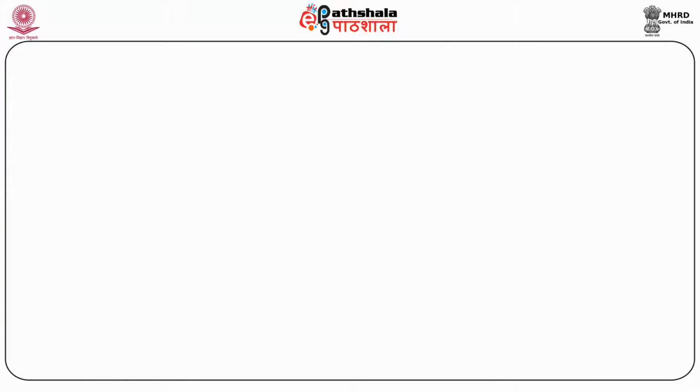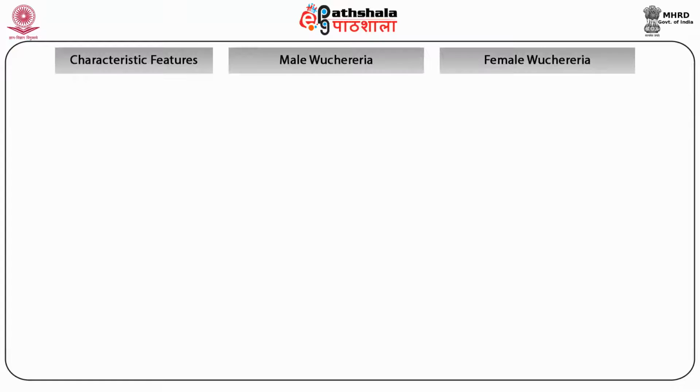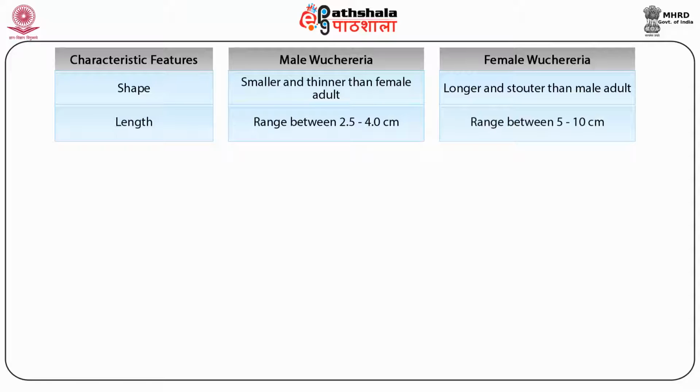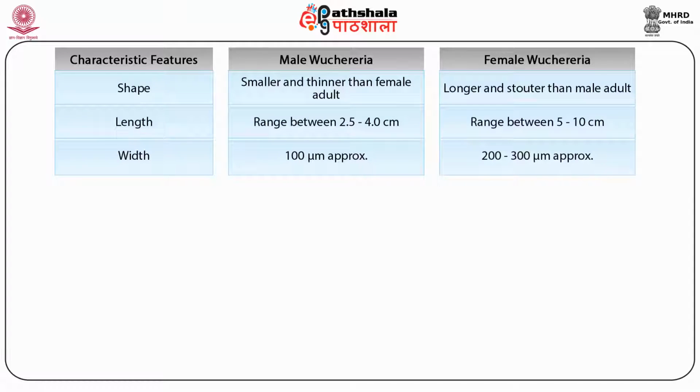Now you can see the male Wuchereria and female Wuchereria differ from each other in many features. Male Wuchereria is smaller and thinner than the female adults. Females are much longer and stouter than the male adults. Male Wuchereria are 2.5 to 4 cm long, whereas the length of female Wuchereria ranges between 5 to 10 cm. Similarly, the males are 100 micrometers broad, whereas the width of female Wuchereria is between 200 to 300 micrometers approximately.